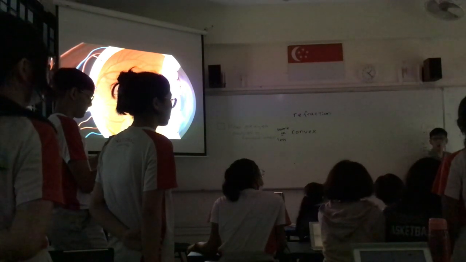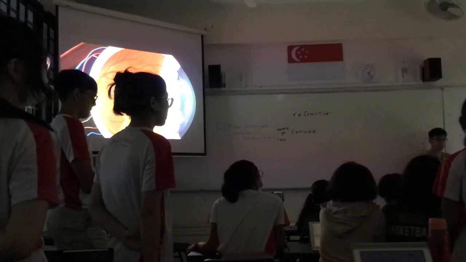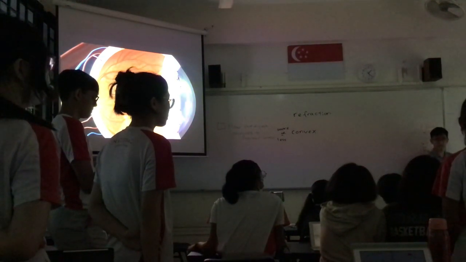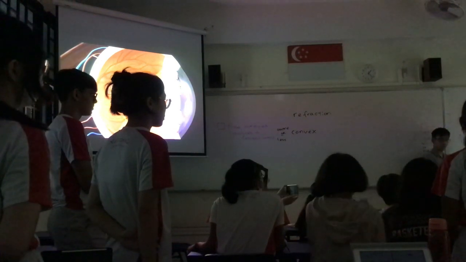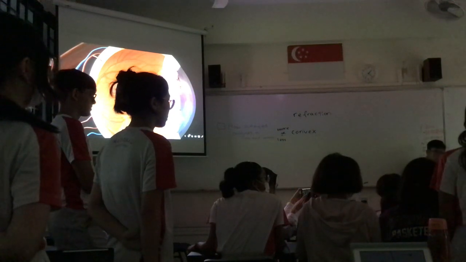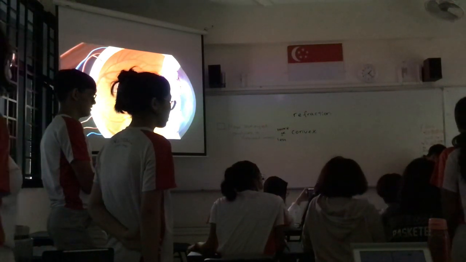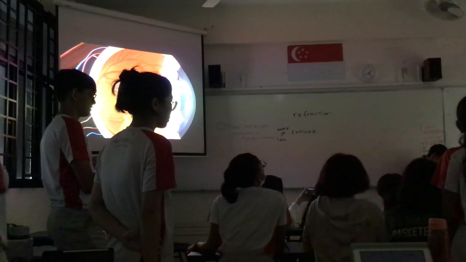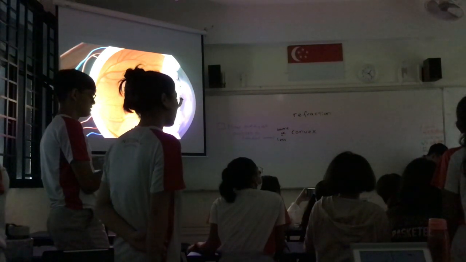More convex, more curved. The lens behind is the one that's less convex, less curved. I'm going to now show you the one behind, the less convex one. Ready? Is it parallel? Can you let me know if it's parallel? Okay, I'm going to shine it through. Watch what happens.